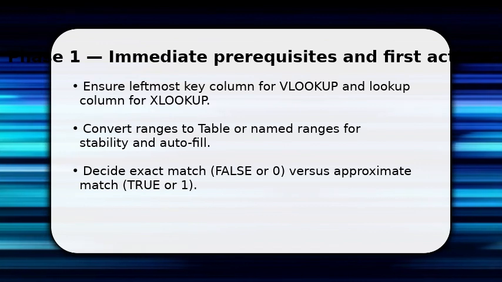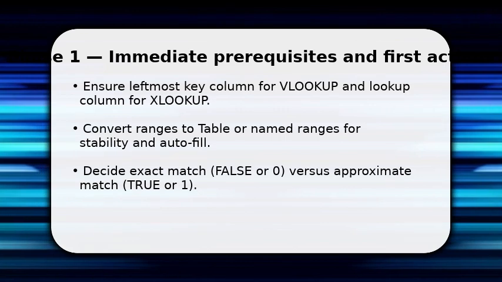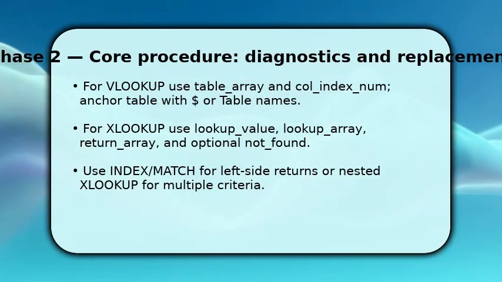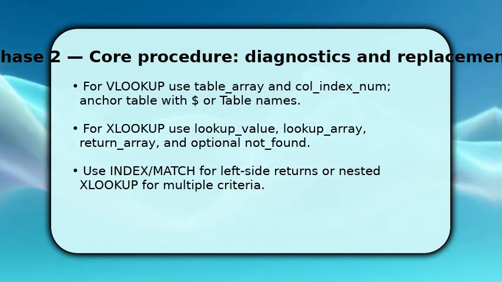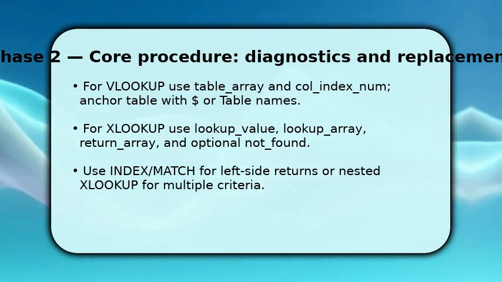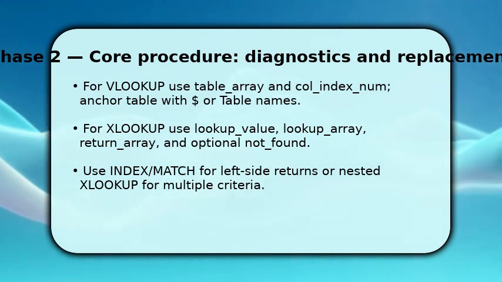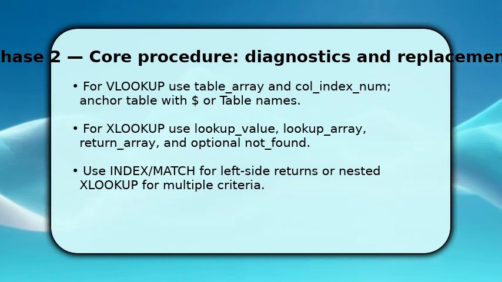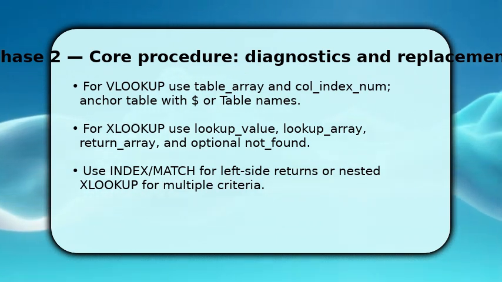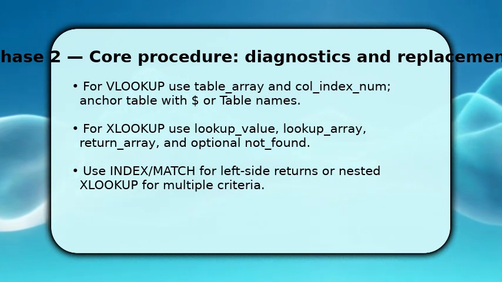Now you construct the core lookup. With VLOOKUP, type equals VLOOKUP, lookup value, table name, column index number, false so you get an exact match, and lock the table reference. With XLOOKUP, type equals XLOOKUP, lookup value, lookup array, return array, not found, 0, which is simpler and allows left lookups. For multiple conditions, combine with INDEX/MATCH or use helper columns. Make sure your lookup value formatting matches the lookup array. Otherwise, you will get wrong results.